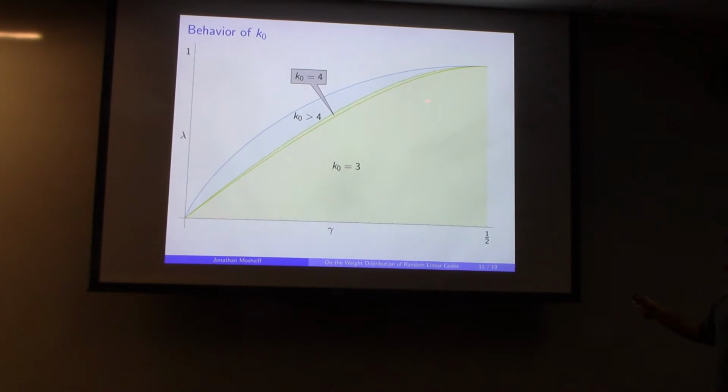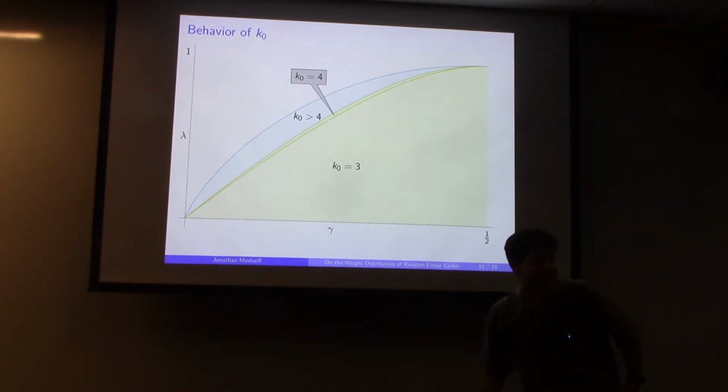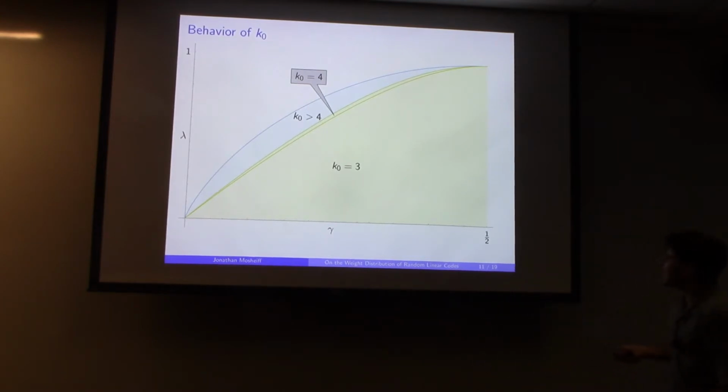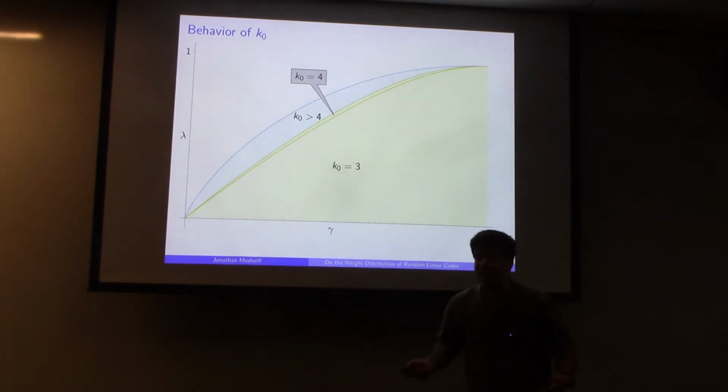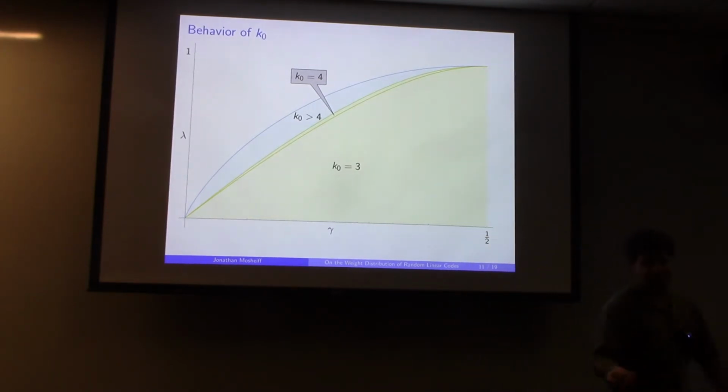In this whole very big area, k0 is already 3. Then here it's 4, and only here it's even larger than 4. If I also added the lines for k0 equals 5, you can see that it's very, very small in most of the parameter space. This means that it's already on the third moment that we stop behaving like a normal distribution in a very large set of parameters.